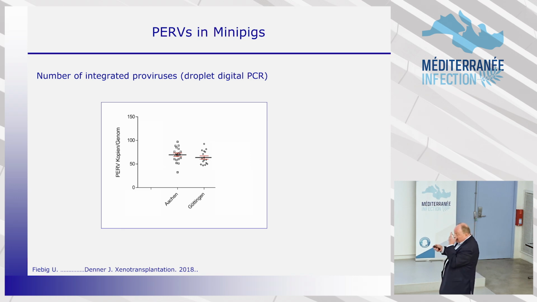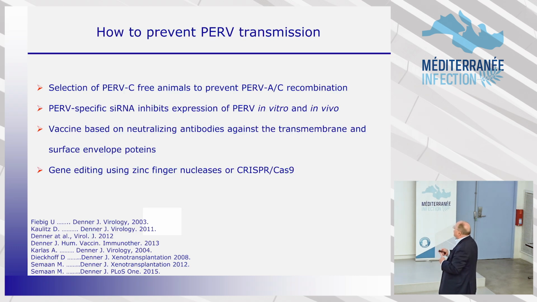And we determined the number of the proviruses using droplet digital PCR. It's around 60, also in normal commercial pigs. And I have to add that they are still active. So when you measure the copy number in different organs, you get different results. This means the virus still can replicate in the living pig and increases the number of integrated proviruses.